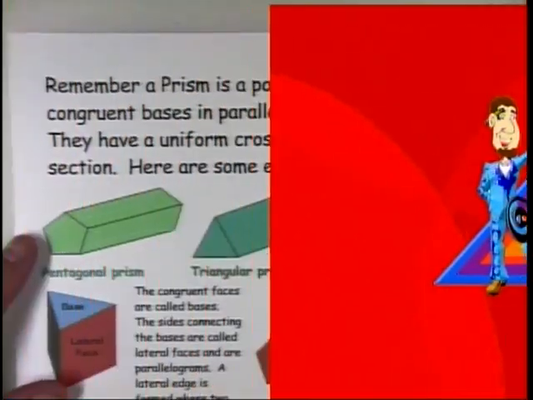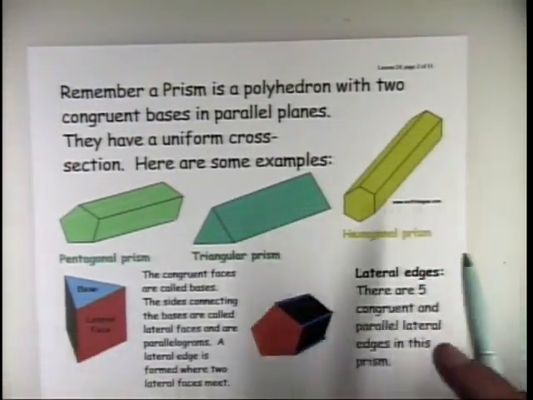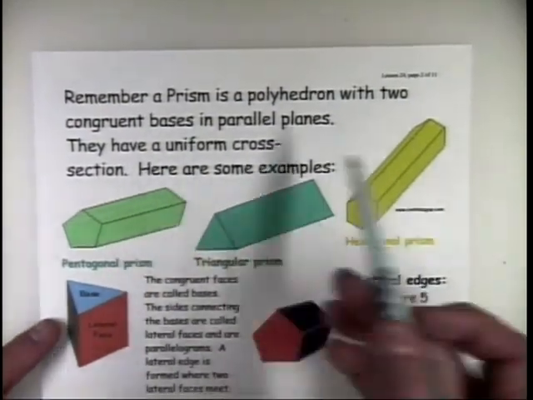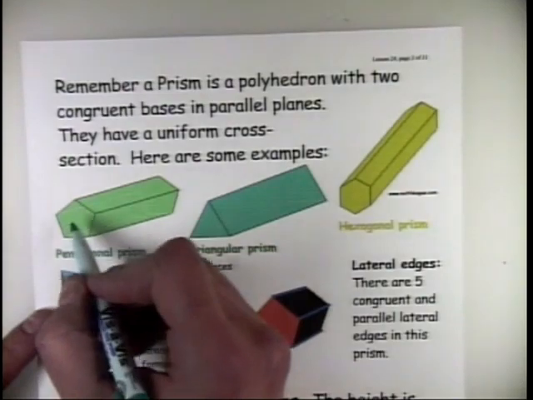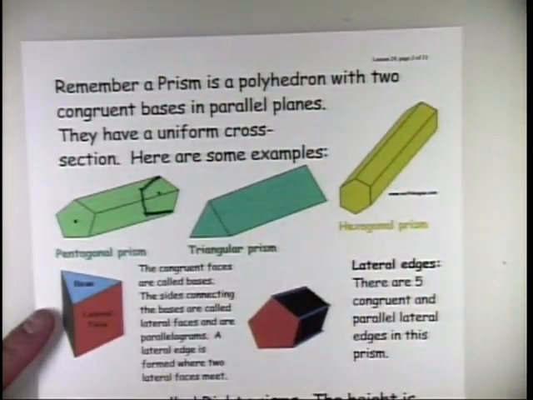So remember that a prism, from the previous episode on polyhedra, is nothing more than a polyhedron with two congruent bases in parallel planes. They have uniform cross sections. Here are some examples. These happen to be right prisms. This is a pentagon, and it has a partner in the back that's also a pentagon. Those are the two congruent bases.